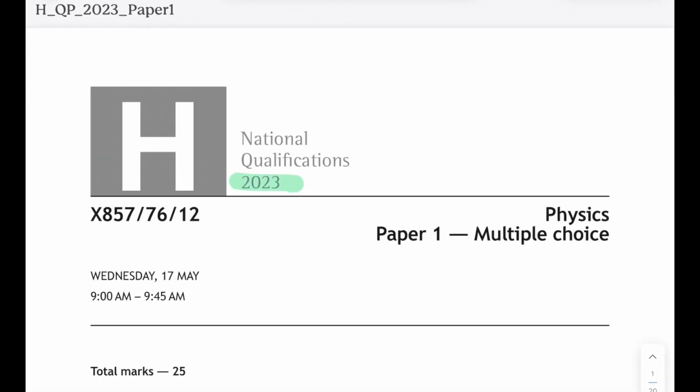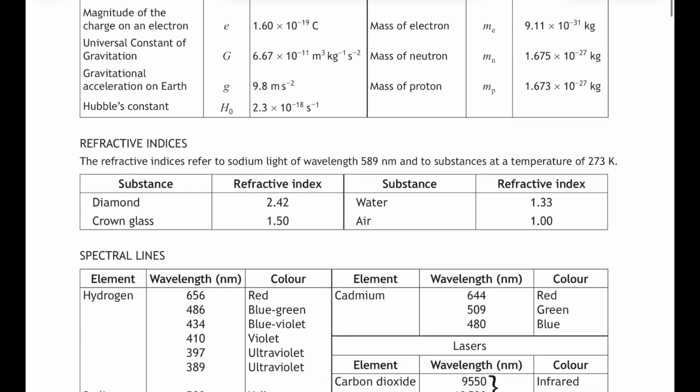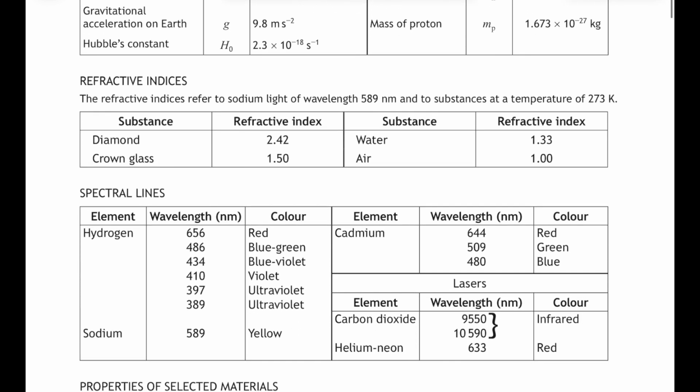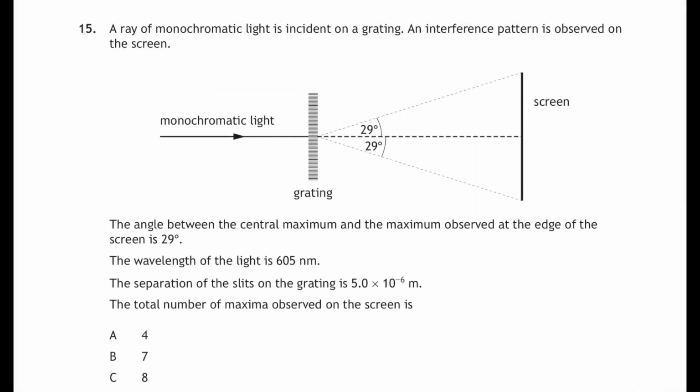There it is. Remember, it's a 45-minute paper, 45 minutes for 25 marks. First thing you see when you open the paper is, of course, the data sheet. That contains all the usual suspects, the numbers that you might need when doing the calculations in the questions. And then we're going to pick up where we left off. That was question 15, and this picks up from the waves part of Unit 2, Particles and Waves.